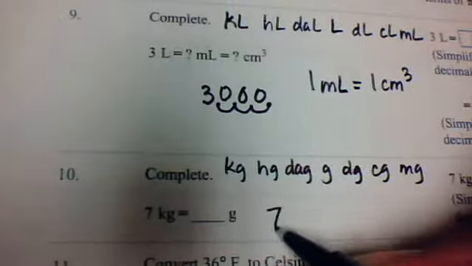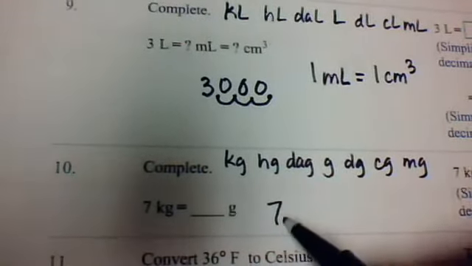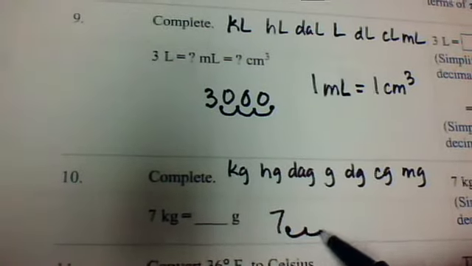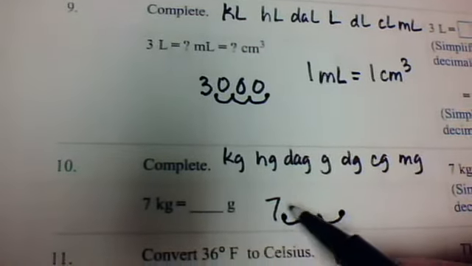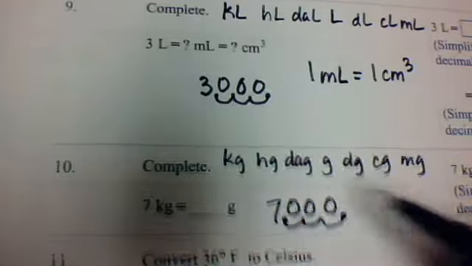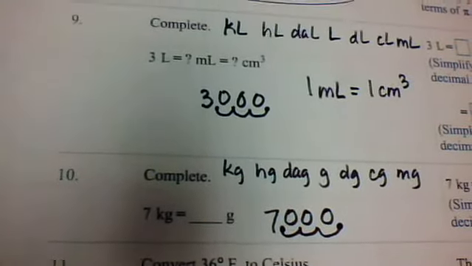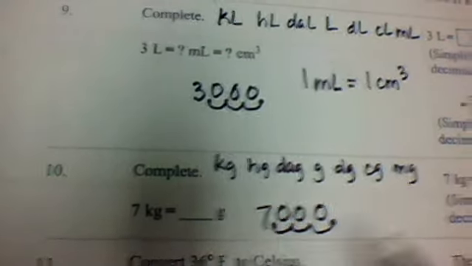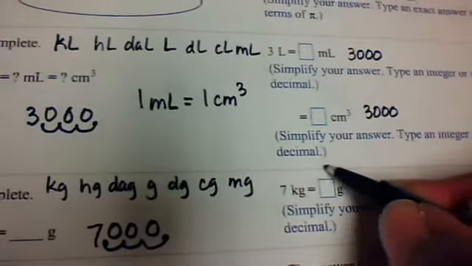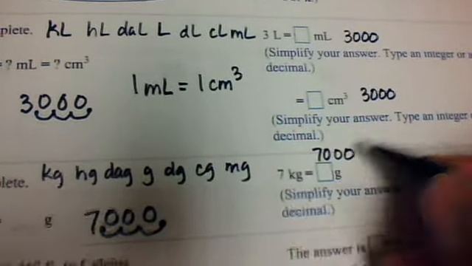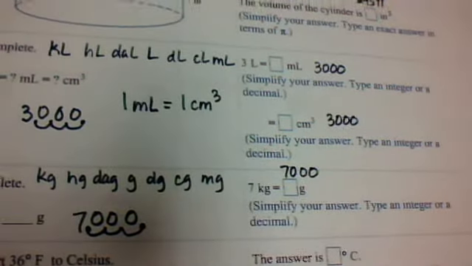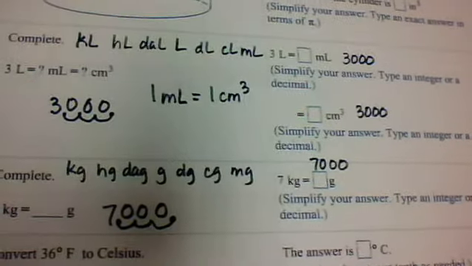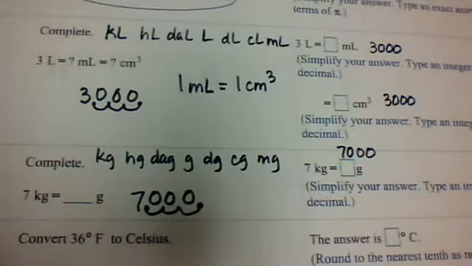So in the number 7, we're going to move this decimal point 1, 2, 3 places to the right, and add 3 zeros behind it. So in this case, 7 kilograms is going to be equivalent to 7,000 grams. That's how we convert from one metric unit of mass to another.